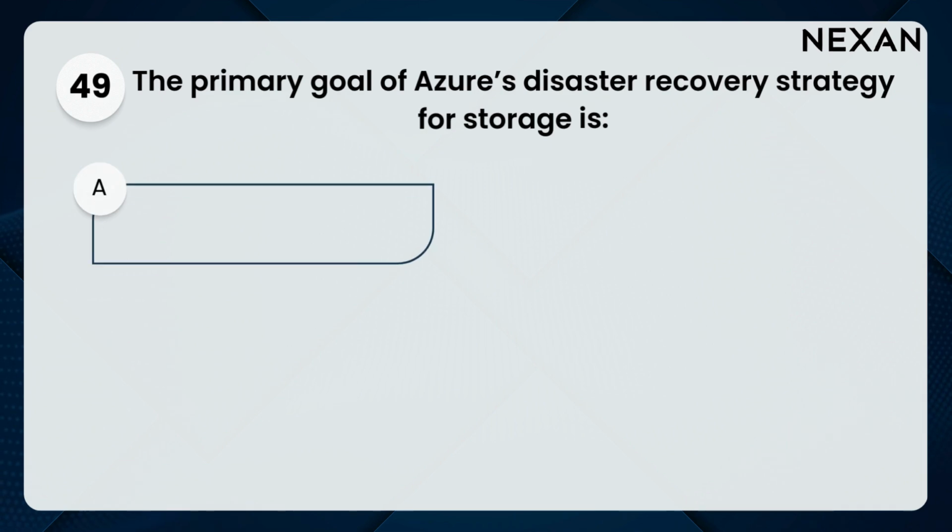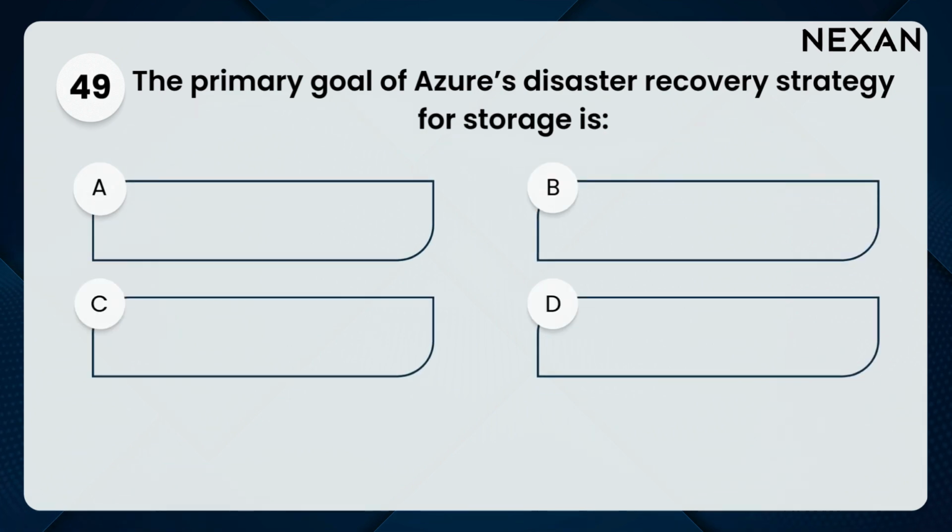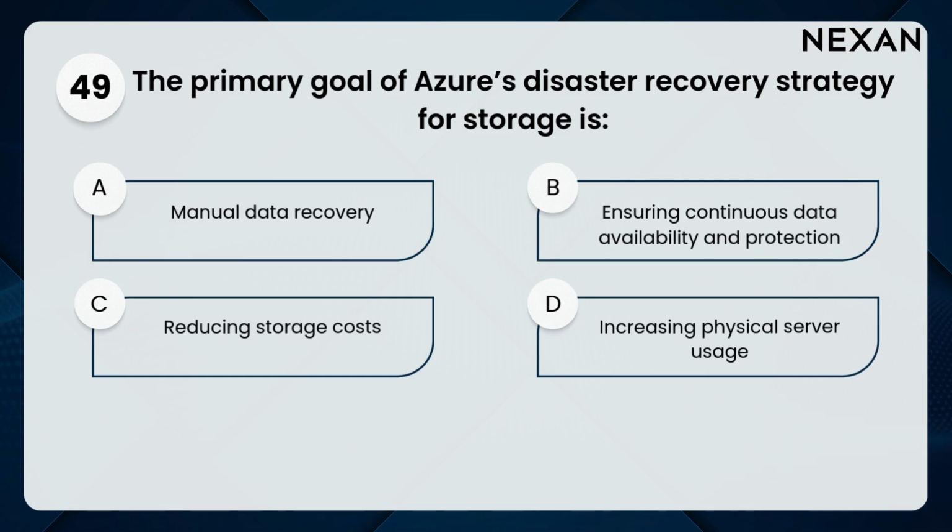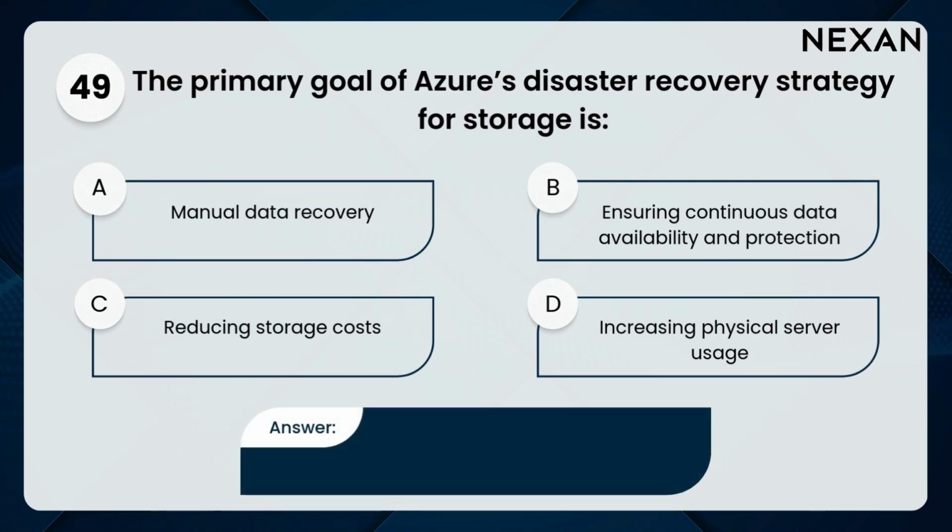49. The primary goal of Azure's disaster recovery strategy for storage is A. Manual data recovery. B. Ensuring continuous data availability and protection. C. Reducing storage costs. D. Increasing physical server usage. Answer B. Ensuring continuous data availability and protection.